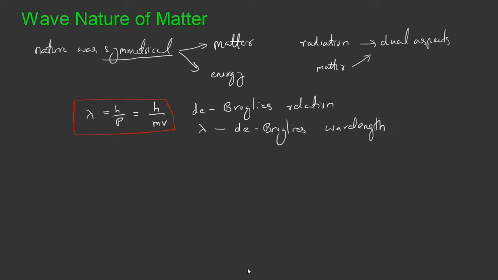From this relation, we can easily understand the dual nature of matter. Wavelength lambda on the left hand side (LHS) shows the wave nature, and momentum p on the right hand side (RHS) shows the particle nature of matter. The Planck's constant h relates the two.